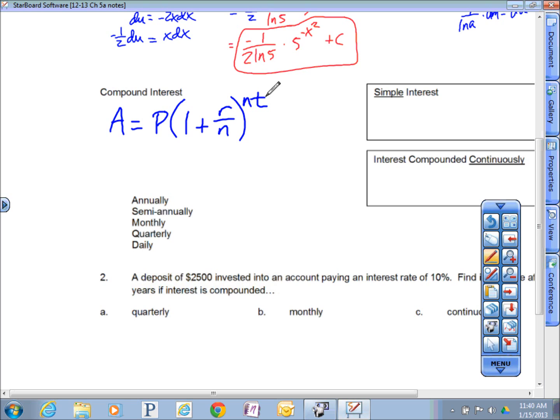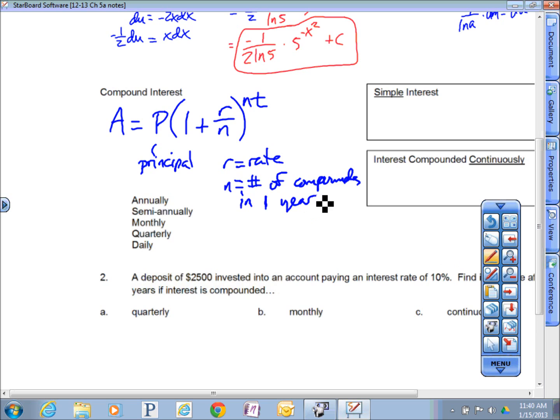Where P is for principal, my original amount. R is rate, that's your percentage. N is your number of compounds in 1 year. Sorry, I've got to write better. And T is your time, and again, we're talking about time in years, not necessarily 1 year.